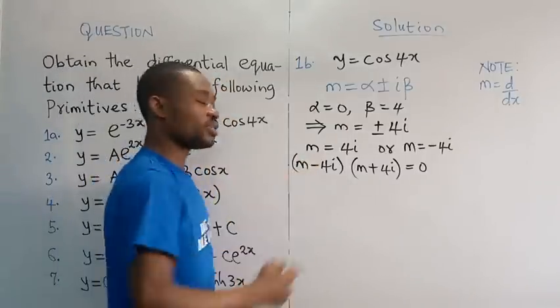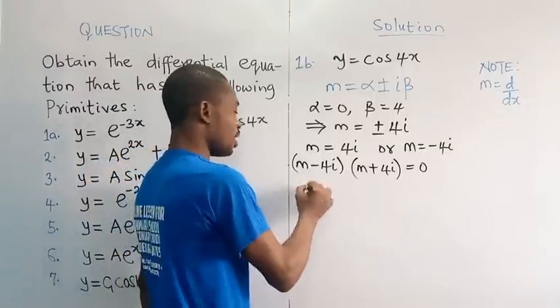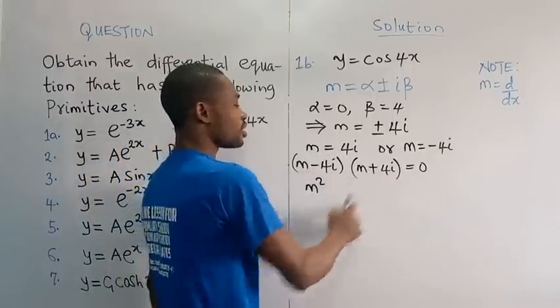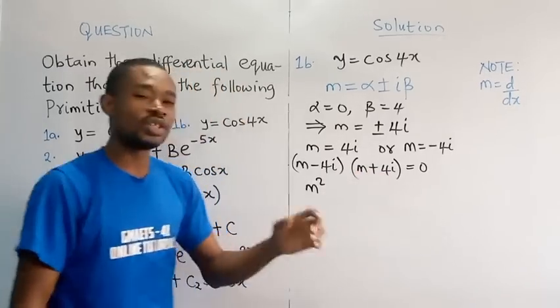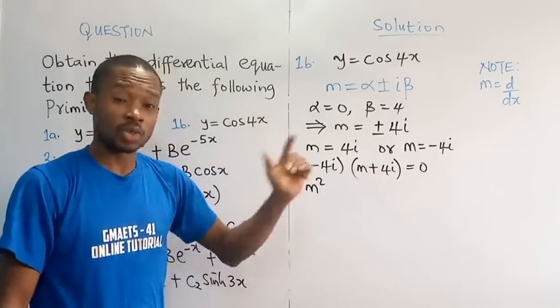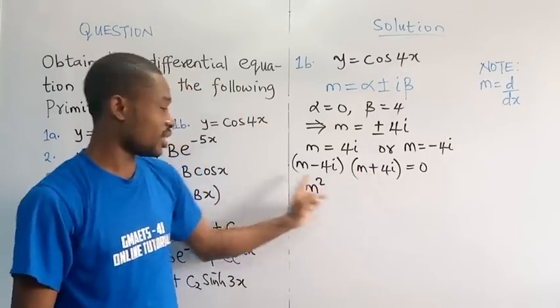And then all you need to do is to expand. m times m would give you m squared. m times 4i. Now let's work it together. m times 4i would give you 4im, which will be positive because of this positive sign here, and this is positive.